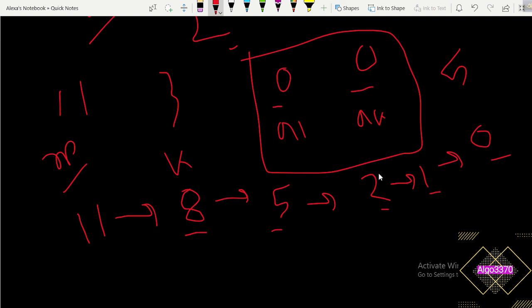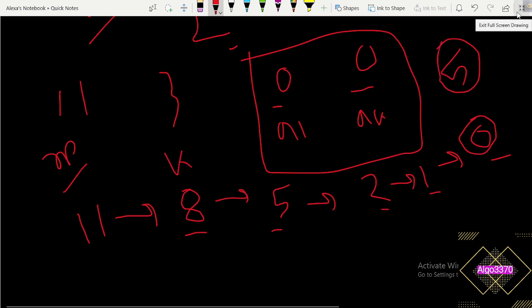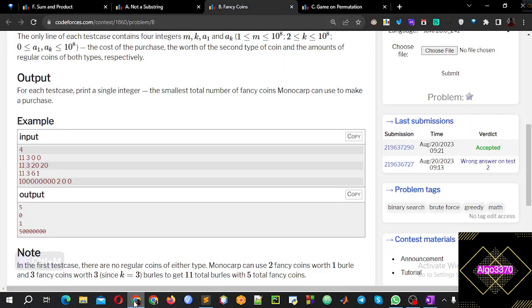So the main original graphic view, or original situation, goes from right to left, not left to right, as initially he has not purchased any coin, or initially he has a total of 0 coins. So this 5 is our main requirement, that he needs to use a total of 5 fancy coins. We need to minimize the use of fancy coins.